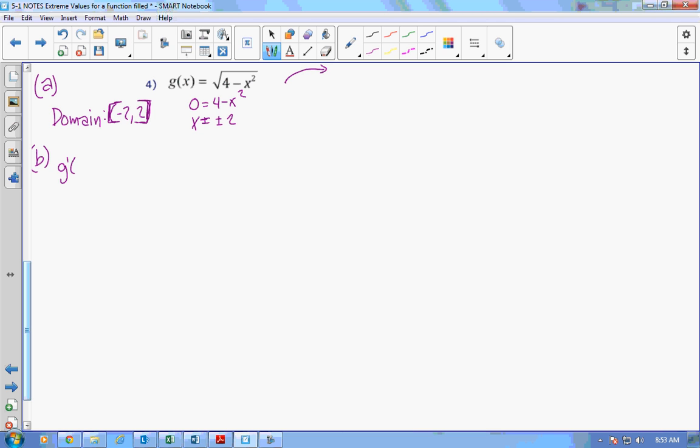g prime of x. For this one, taking the square root function, I think it's easier to look at 4 minus x squared, all raised to the 1/2 power. Yeah, our friend the chain rule. Okay, so will you take the derivative? Remember, chain rule at the end means you have to multiply by the inside's derivative.